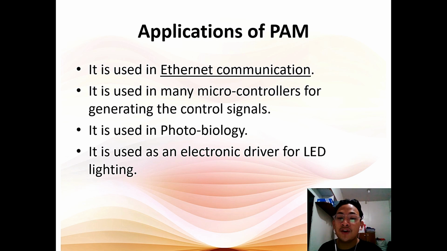The applications of a PAM involve it being used in Ethernet communication, used in many microcontrollers for generating the control signals. It is also used in photobiology and is used as an electronic driver for LED lighting.